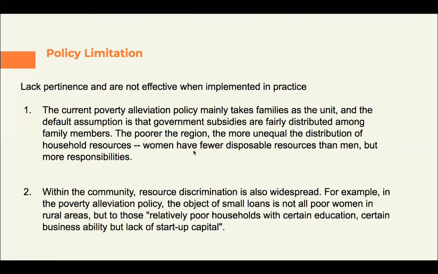So in conclusion, the importance of women's poverty elimination is not fully understood, and the policy input is not enough. Then I will pass the time to my group mates to talk about some poverty elimination plans.